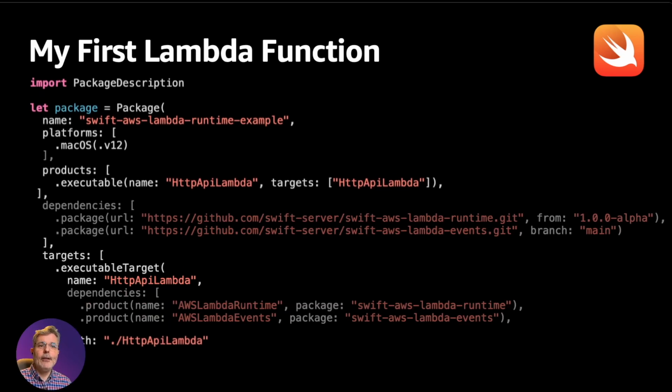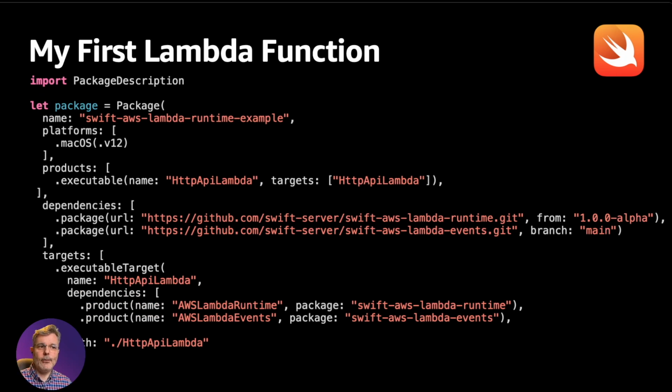From there, you add the two dependencies that you need. One of them is the Swift AWS Lambda runtime. That's the project I just described. It gives you the mechanism to call the AWS Lambda service to receive event, call your handler, take the response from your handler, and pass it back to the AWS Lambda service.